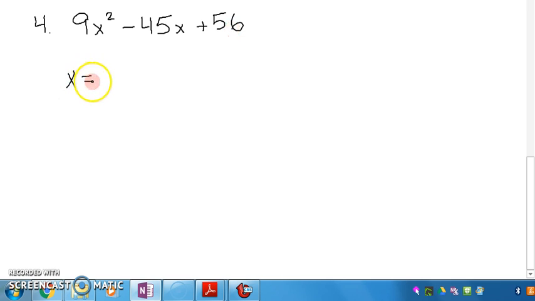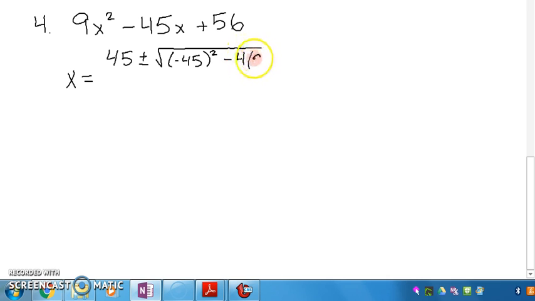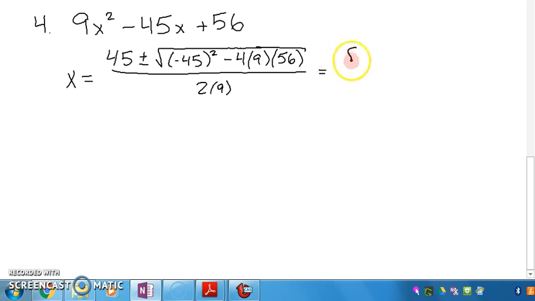So x is equal to the opposite of b, which is 45, plus or minus the square root of negative 45 squared minus 4ac, 56, over 2a. And what I end up with after doing this problem is 7 over 3, comma, 8 over 3.